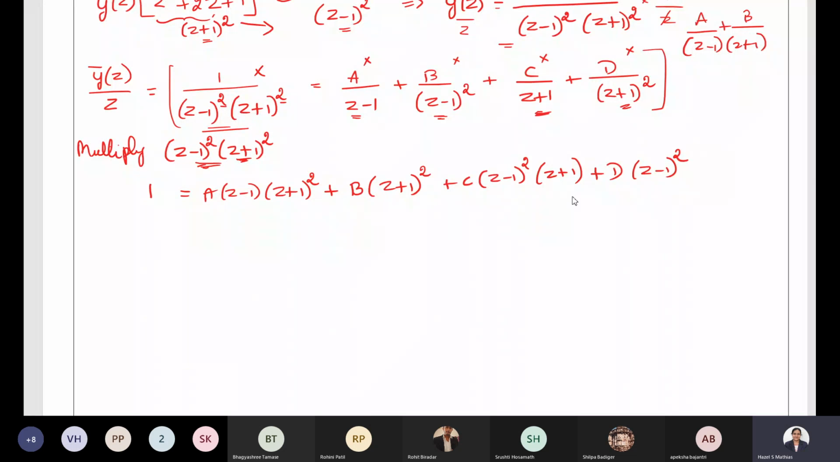What do we do first? Ma'am, put z equals 1. Okay, we shall put first z equal to 1. Let's check what we get when z equal to 1. So we put z equal to 1 over here.